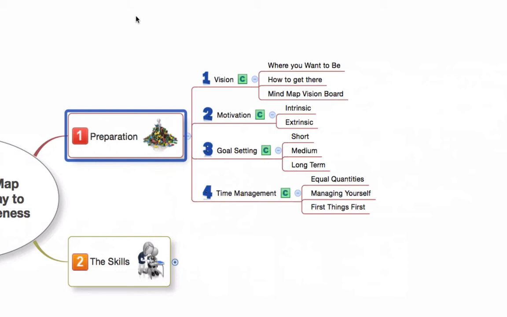Number 4 is time management. Now, time is the one resource that every human being in this world has been given in equal quantities. Nobody has more time than the next person. The difference is how you manage your time and how you manage yourself. A great principle when it comes to managing time is the first things first principle. I think it is Goethe that said, things which are more important should never be at the mercy of things which are least important.